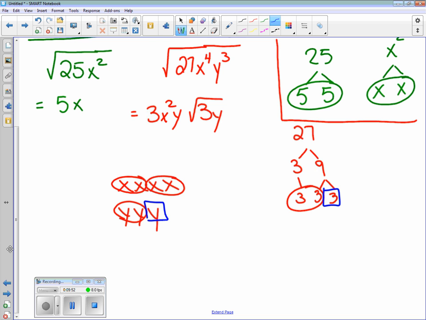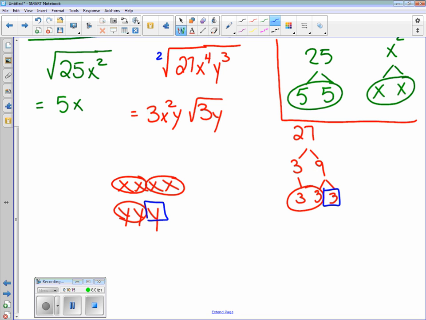What did we say the index was? 2, right? What's 4 divided by 2? 2. That's why it's x squared. What's 3 divided by 2? 1, which is why you have a power of 1 on the y. But how many are left over with 3 divided by 2? The remainder is 1, which is why the remainder of 1 stays underneath.